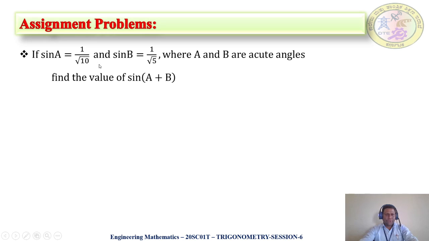Sin A is 1 by root 10, sin B is 1 by root 5, where A and B are acute angles. Find the value of sin of A plus B. In the same way, you can find it.